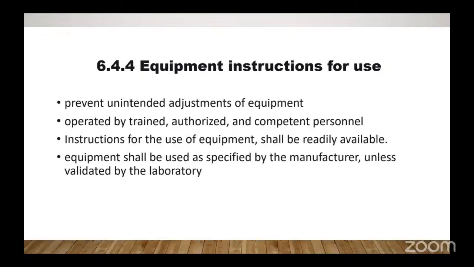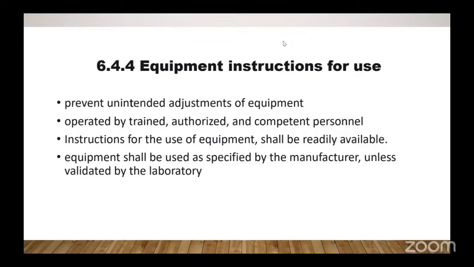So, equipment instructions for use. There is what we call the equipment instruction for use, the manuals. They prevent unintended adjustment of equipment and help to operate it. It should be operated by trained, authorized and competent personnel. So if you don't want to be trained on that equipment, you shouldn't be allowed to use it. Whether you're a director or an entry-level staff, everyone must be trained and deemed competent before using the equipment. Instructions for the use of equipment shall be readily available.